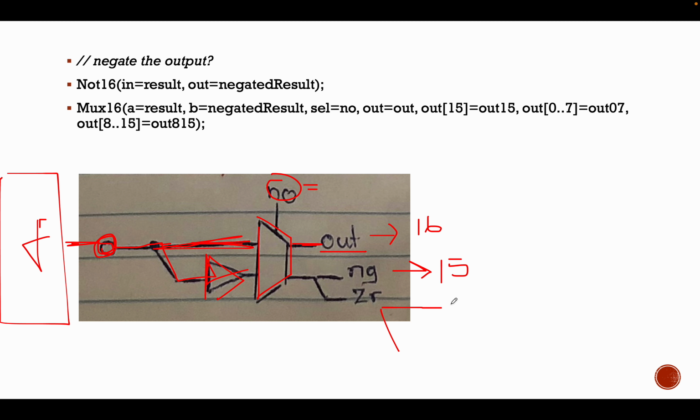If you look here, the output will be from 0 to 7, so bit 0 to 7, and also from 8 to 15. Now I'll move on to the next slide to explain more about the NG and ZOR, but for now, this part here is called part NO. So that is part NO, and now let's move on to the outputs for NG and ZOR.